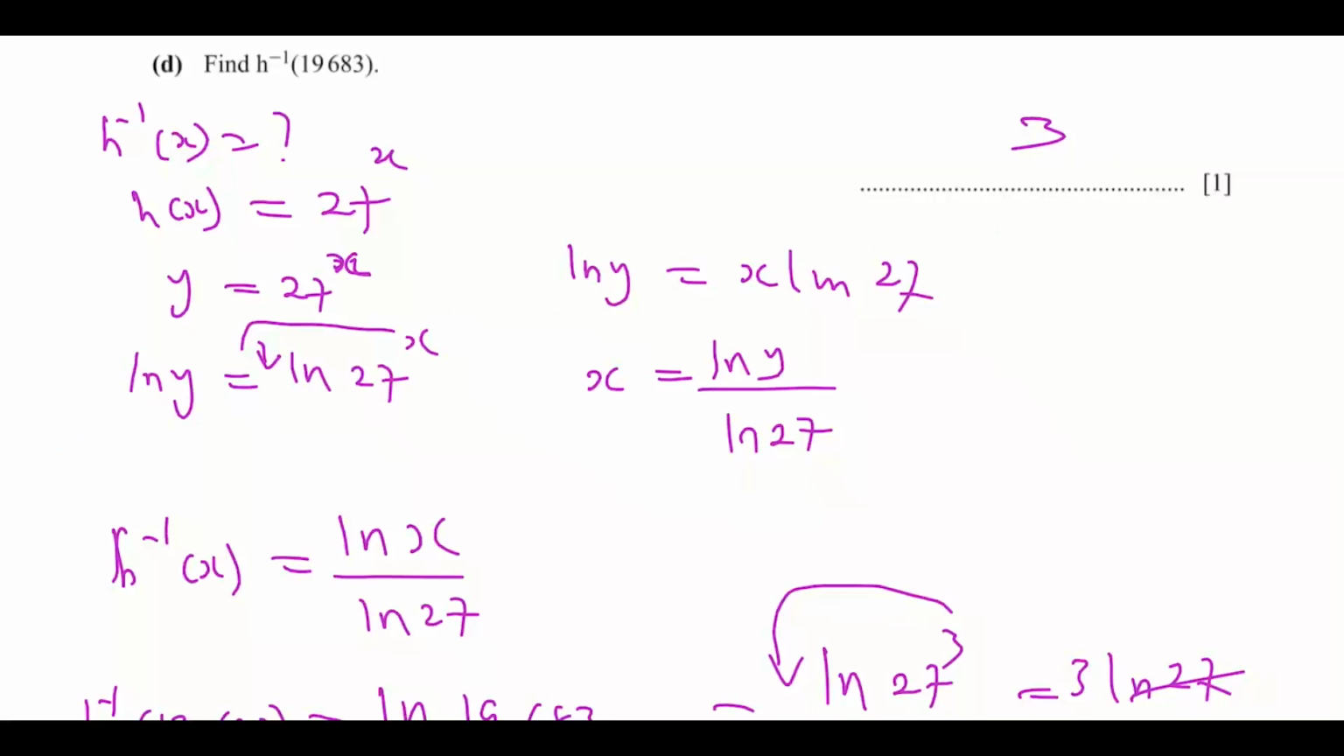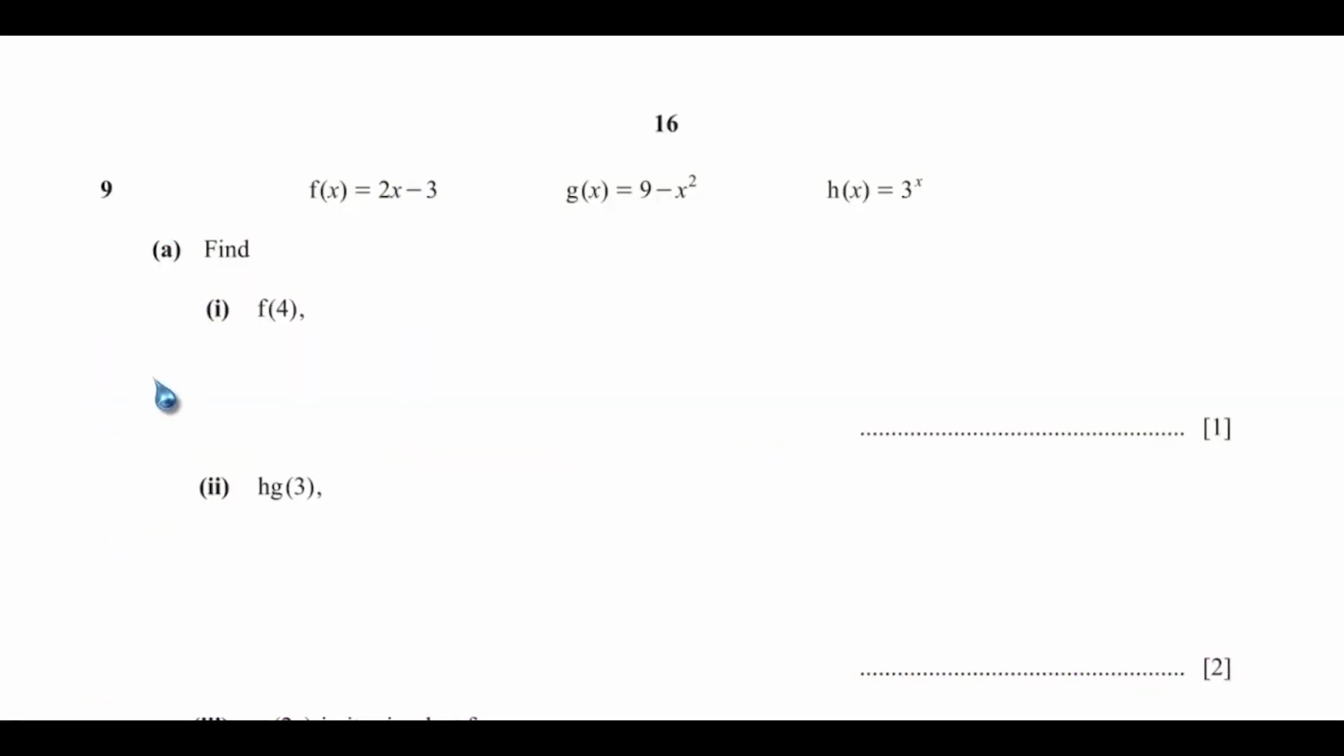So let's go to another question. That will be question 9 of paper 058043, October-November 2019. Okay, we have f of x, g of x, and h of x. So find f of 4. So f of 4 will be equals to 2 into 4 minus 3. This will be 8 minus 3, and that will be 5. So that is f of 4.